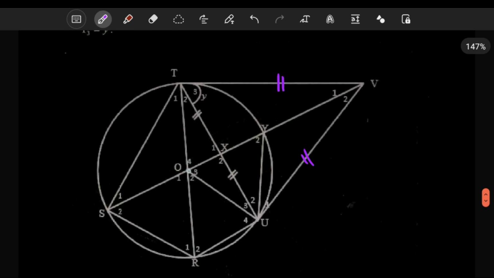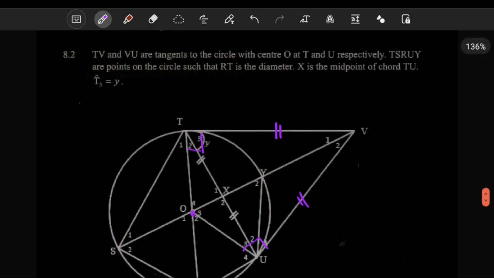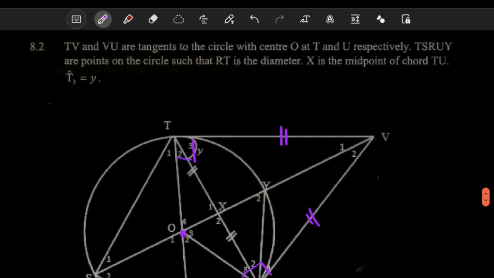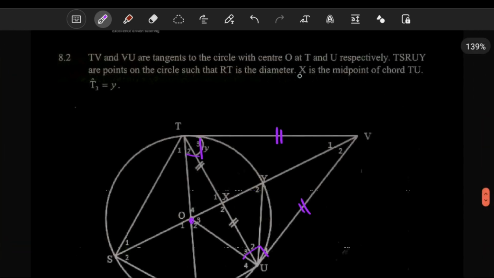So obviously here, you want to spot where the radius is. So this angle here is equal to 90. This angle here is equal to 90. Don't take that for granted. If the universe gives you something, don't disrespect it. Don't be that guy. Take it and be grateful. So here we have a circle with center O, and it says TV and VU are tangent to the circle with center O at T and U respectively. So they mean the tangent is touching the circle there.